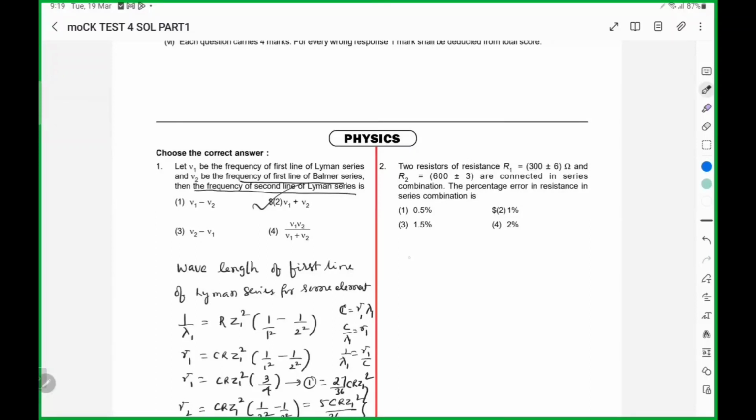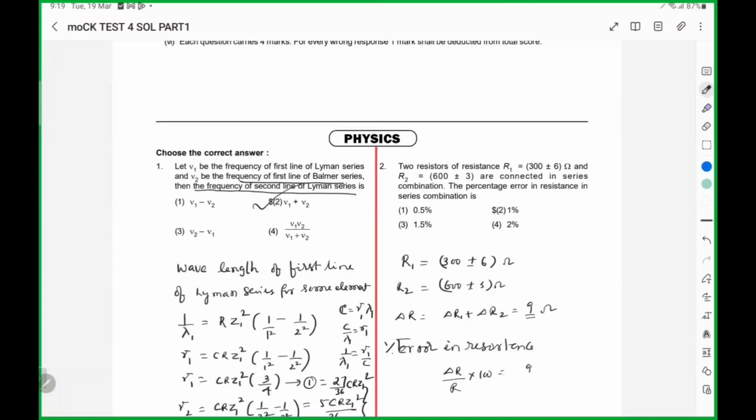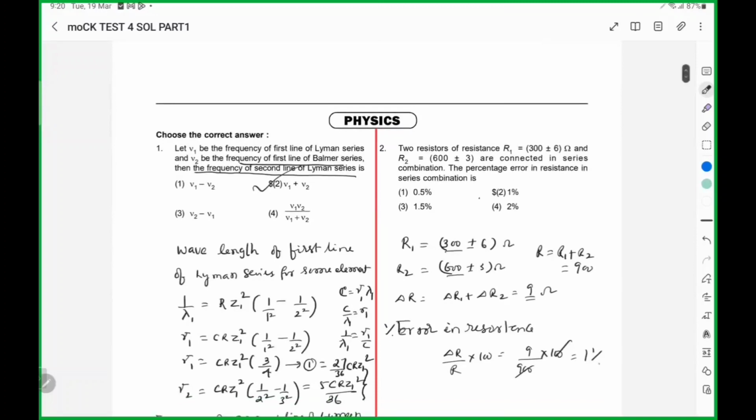Two resistors R1 and R2 are connected. So R1 he given 300 plus or minus 6 ohm. R2 here 600 plus or minus 3 ohm. Delta R is delta R1 plus delta R2. That is 9 ohms. The percentage error in resistance delta R by R into 100. R here is effective resistance since they are connected in series, 300 plus 600. So it's nothing but 1%.